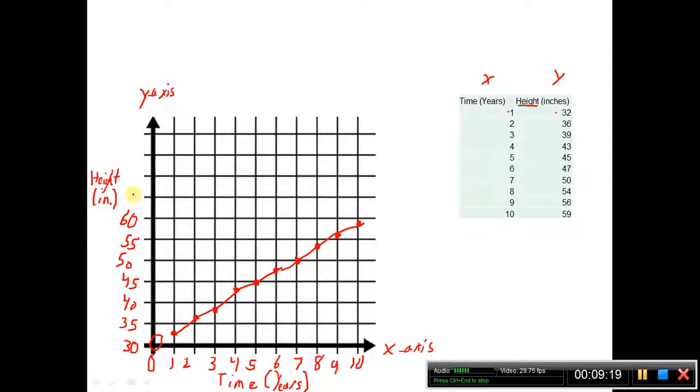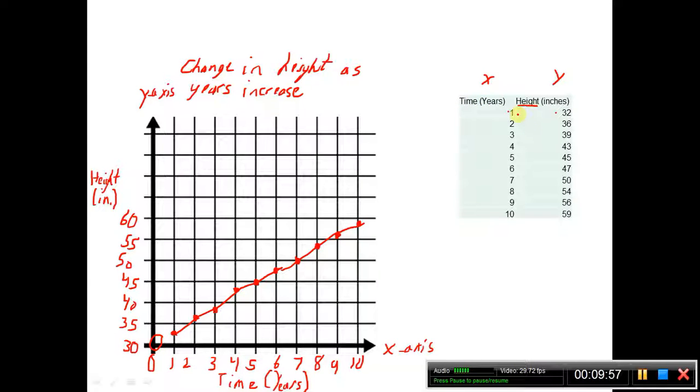Now the last thing that we have not done yet is make our title for the graph. And the title should be descriptive so someone can understand the graph. Even if they just walked in and looked at your graph, they would understand what it is. So we can say, let's call it change in height as years increase. And we could even get more specific.